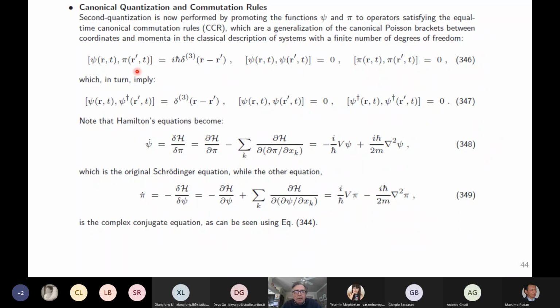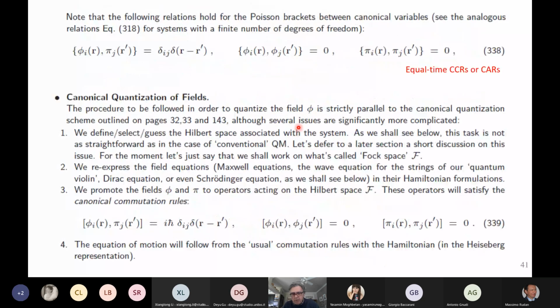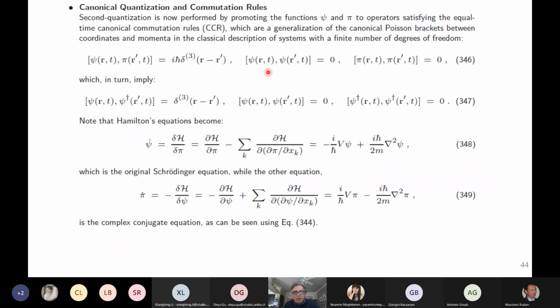And we require that this field, psi and pi, obeys the canonical commutation rules, which are written here. These, again, are exactly the same expression that I wrote here. The equal time Poisson brackets are converted into equal time canonical commutation rules, and this is what I'm writing here, except that now I'm using psi for phi, but it's the same thing. At the same time, okay? What happens at different times, I don't know. But I require that these commutation rules are obeyed.